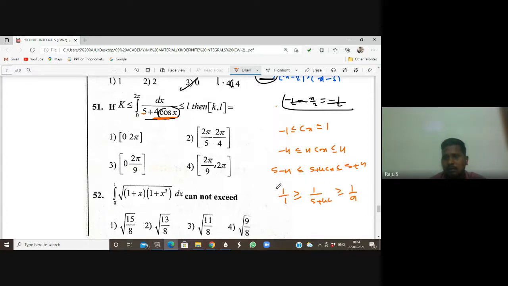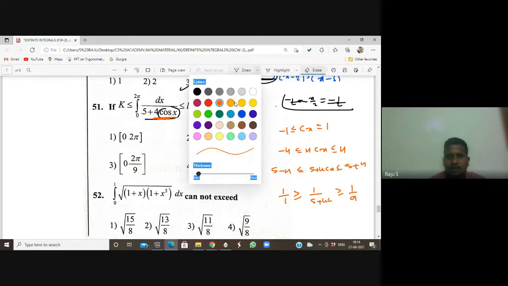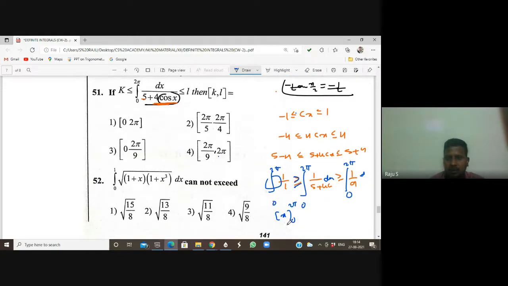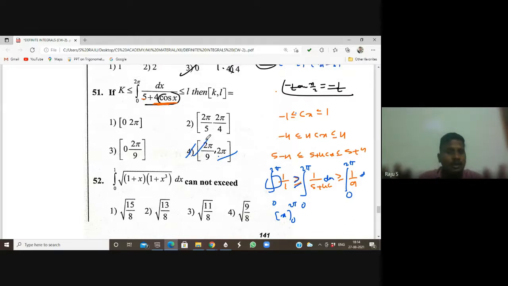Now you can take the integral, from where to where? 0 to 2 pi, here also 0 to 2 pi dx, here also 0 to 2 pi dx. You will get the answer directly. Got it? You can evaluate this value. Maximum value, not minimum, since greater than or equal to is there. So the maximum value is 2 pi. Then the minimum value you may get is 1 by 9 into 2 pi, that is 2 pi by 9. Clear? Got it?